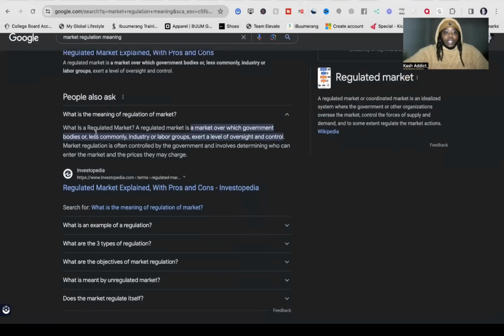For those who don't know what regulation means, if you want to know anything, all you have to do is use your phone or your computer, and it will literally answer the question. I get this question a lot: what is regulation, what does it mean? So just to break it down real quick, let me read this with y'all. What is a regulated market? A market over which government bodies, or less commonly industry or labor groups, exert a level of oversight and control. Market regulation is often controlled by the government and involves determining who can enter the market and the prices they may charge.